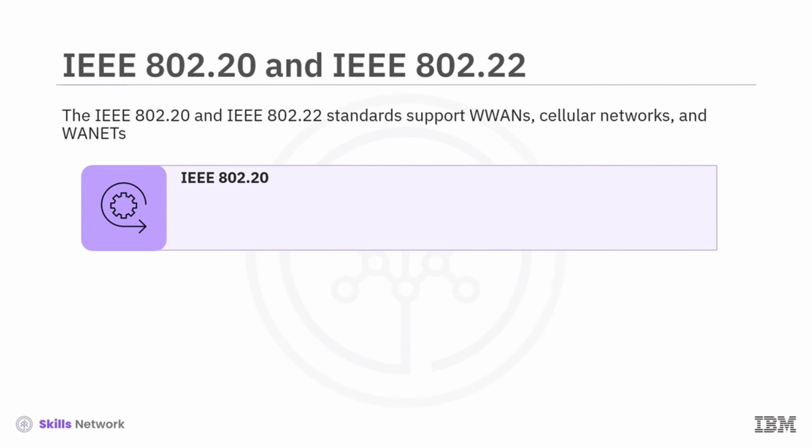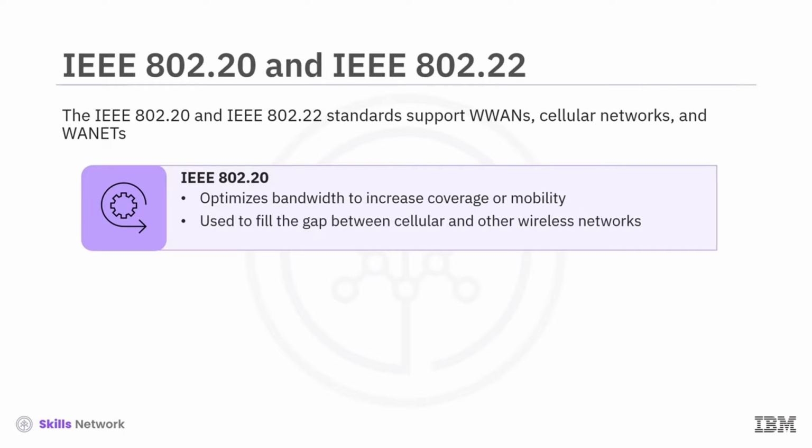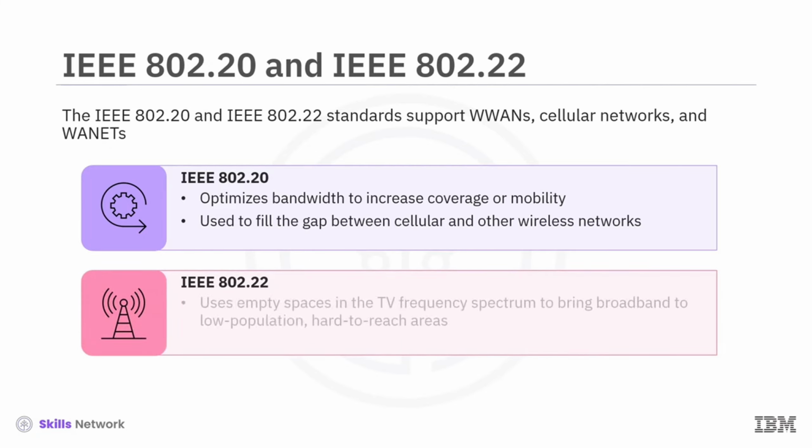IEEE 802.20 uses smart antennas to optimize bandwidth for increased coverage or mobility. It is no longer being actively developed, but it is still used to fill the gap between cellular and other wireless networks. IEEE 802.22 uses empty spaces in the TV frequency spectrum to bring broadband to low-population, hard-to-reach areas typical of rural environments.